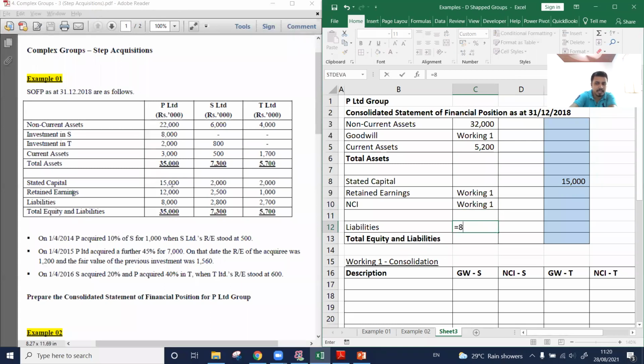Liabilities: parent company 8,000, S Limited 2,800 and T Limited 2,700. Altogether 13,500. Right.